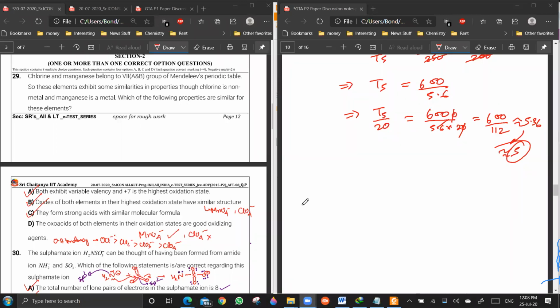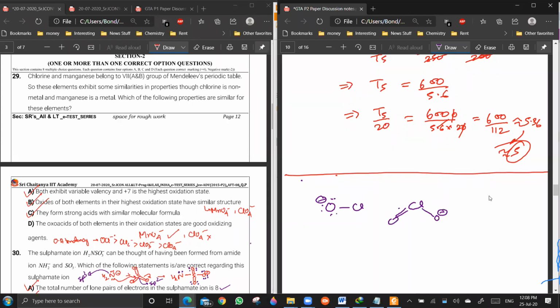Generally, good oxidizing agents have the corresponding element in their highest oxidation state. But, you know, it's not a norm. You see, if I'm talking about OCl minus, okay, I'm just drawing the structures also. So suppose you have OCl minus, you have ClO2 minus, then you have ClO3 minus, and you have ClO4 minus.